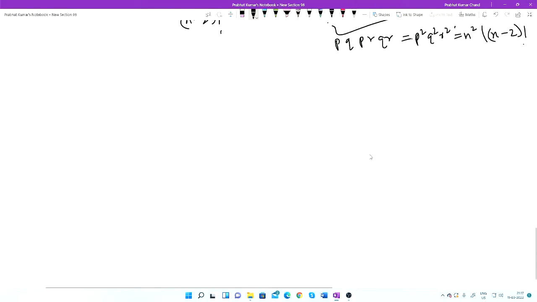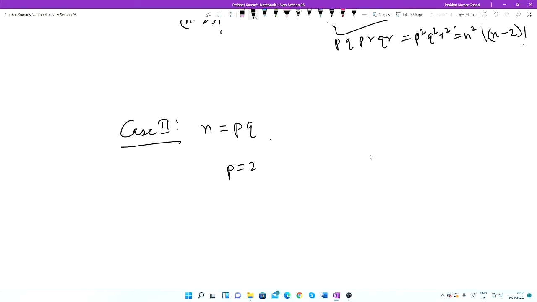Okay, so now we come to the second case. In the second case, what we can see is that our number will now be of the form p and q. So first we take a special case when p is 2, right? When one of the prime numbers is 2, then the number is of this form 2q, right?